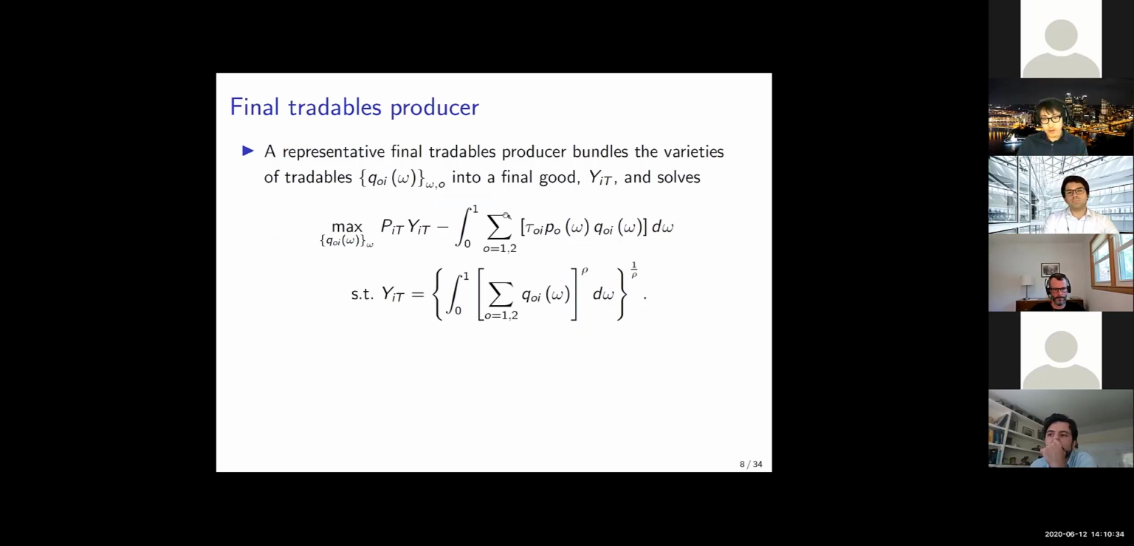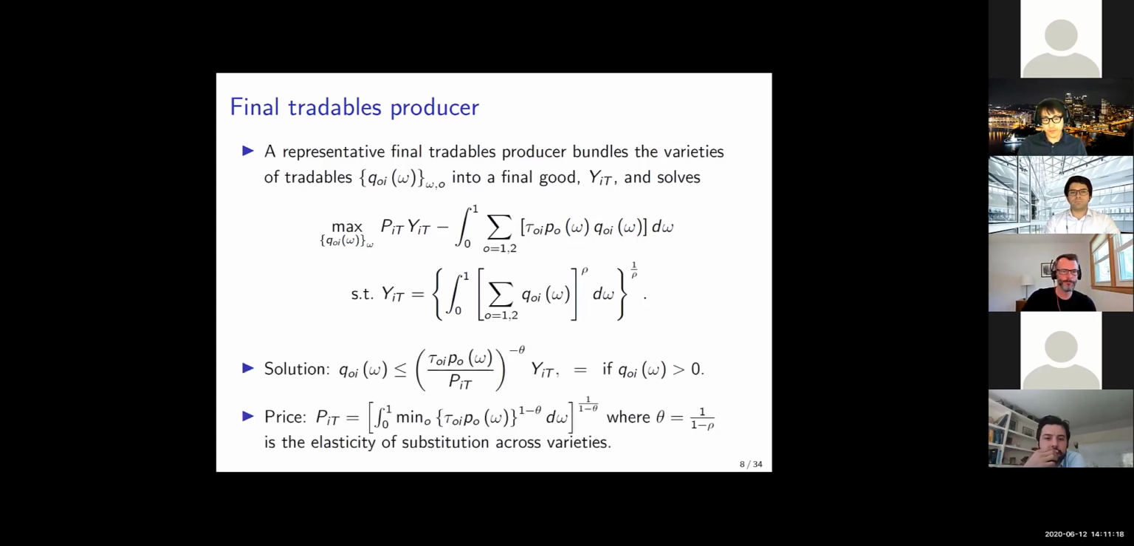Okay, so the representative final tradable producer bundles all of these varieties that are indexed by omega into a final good, and they solve this profit maximization problem. So that's the price, the tradable price, at which they're selling these tradable goods, and then they need to choose where to source these intermediate goods. If they choose to source from a foreign country, they are paying these transportation costs. And then this is just a standard CES aggregation across these varieties. So notice that there's imperfect substitution across varieties, but within a variety, whether you purchase it from country 1 or country 2, those are perfect substitutes. Okay, so then we can solve for the demand function, and this will give us the formula for the tradable price.